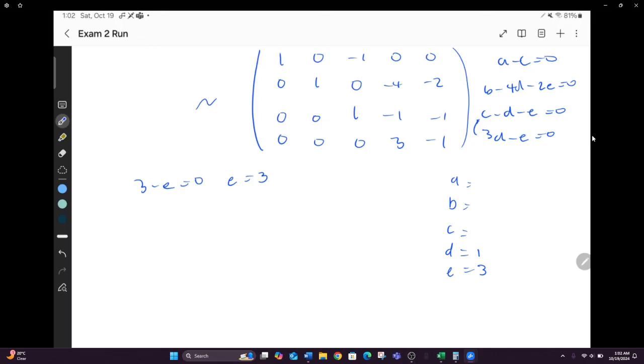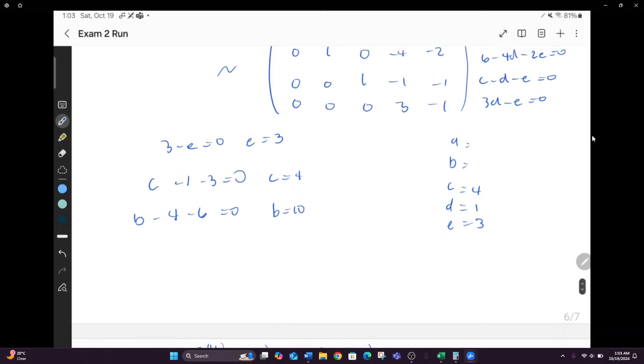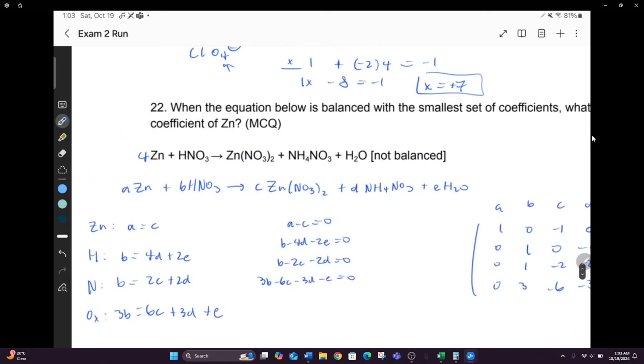Now we can move on to this equation. We can do C minus our value for D, which is 1, minus E, which is 3, equals 0. And we know that our C equals 4. We can solve for B if we'd like. B minus 4D, each D is 1, so minus 4, minus E, -6, equals 0. B equals 10. And A minus C, right? A is equal to C basically. A equals 4. And for this one, that gives us our 4, which would be the answer.